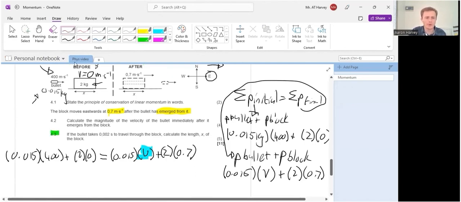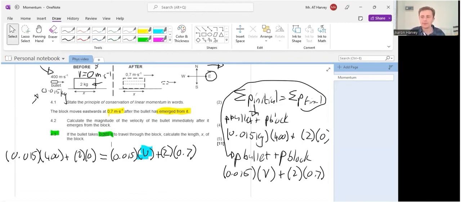They say, if the bullet takes 0.002 seconds to travel through the block, calculate the length x of the block. Now, I know a lot of students will be like, whoa, what is happening here? How did we suddenly now get to this? How are we going to calculate this? How do we use momentum?